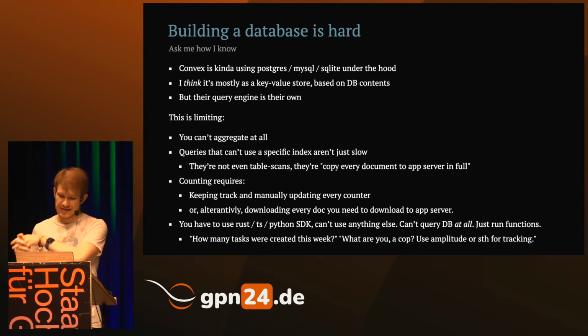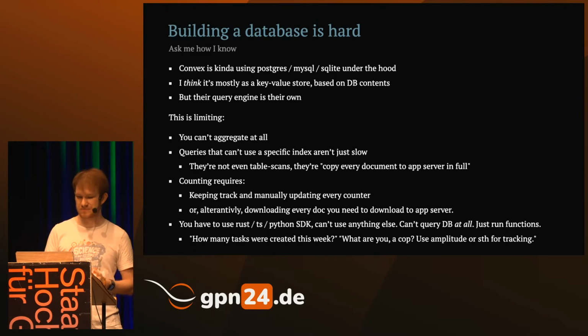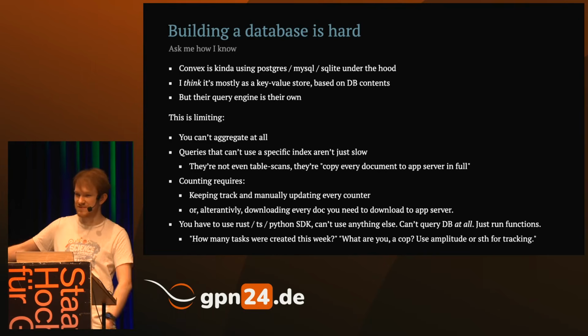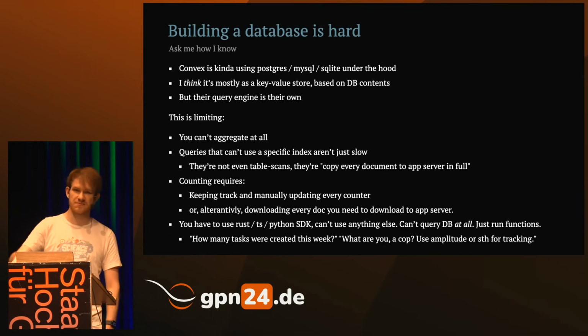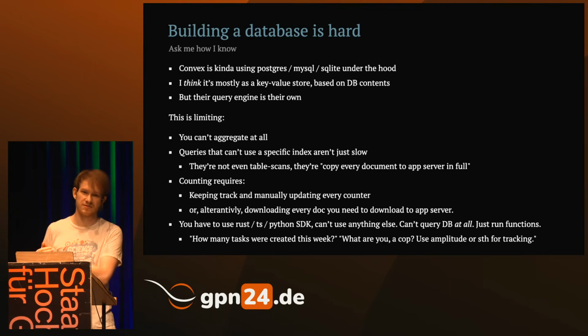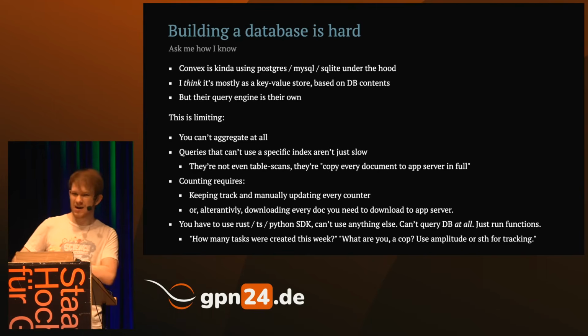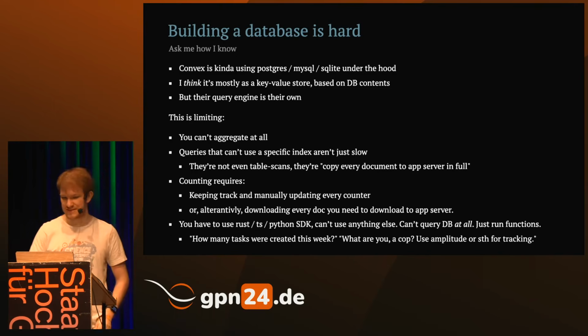They don't allow you to aggregate counting things. So if you want to know how many tasks were created this week, the answer of Convex is: what are you, a cop? Use Amplitude or something for tracking, or use a counters framework where you have to keep track of the counts from day one. So if you want to count something that you don't know you wanted to count, Convex doesn't allow you to do that. There are good reasons for this. They talk about them at length. I still disagree with them because a normal database can do these things and still be plenty fast.